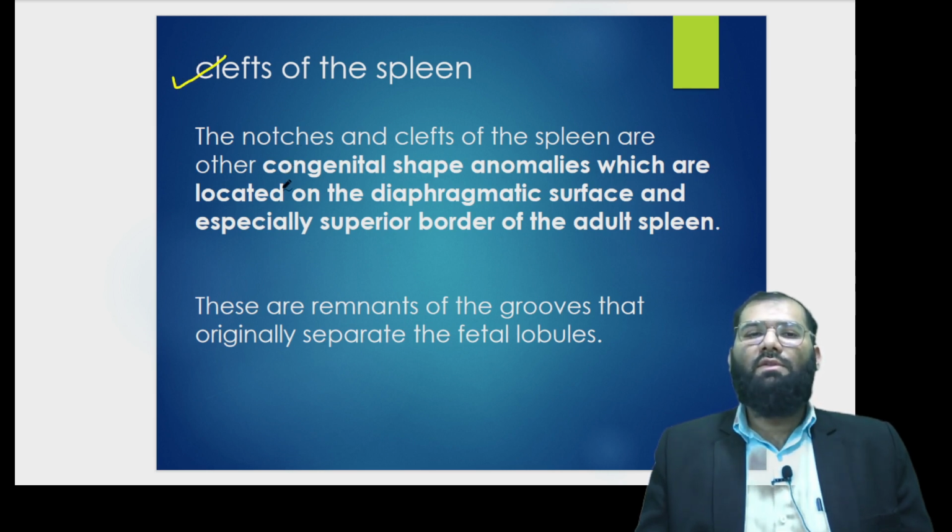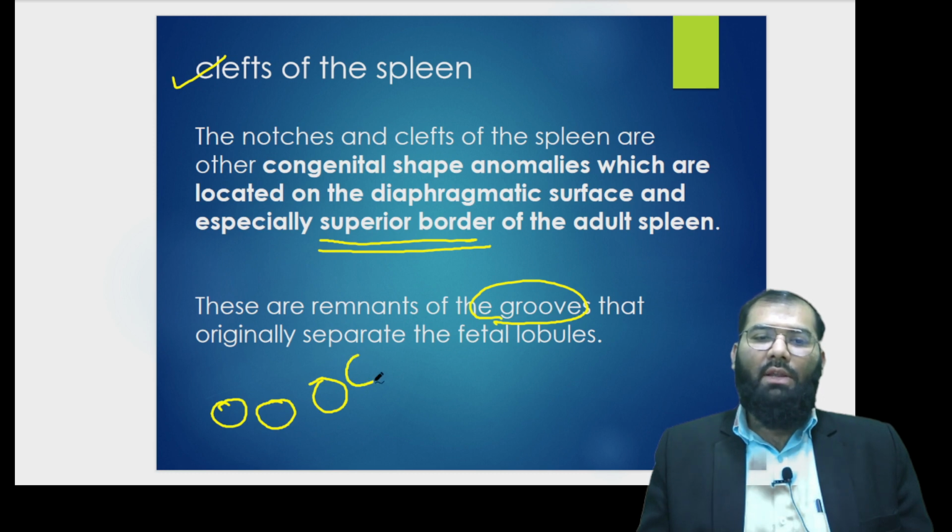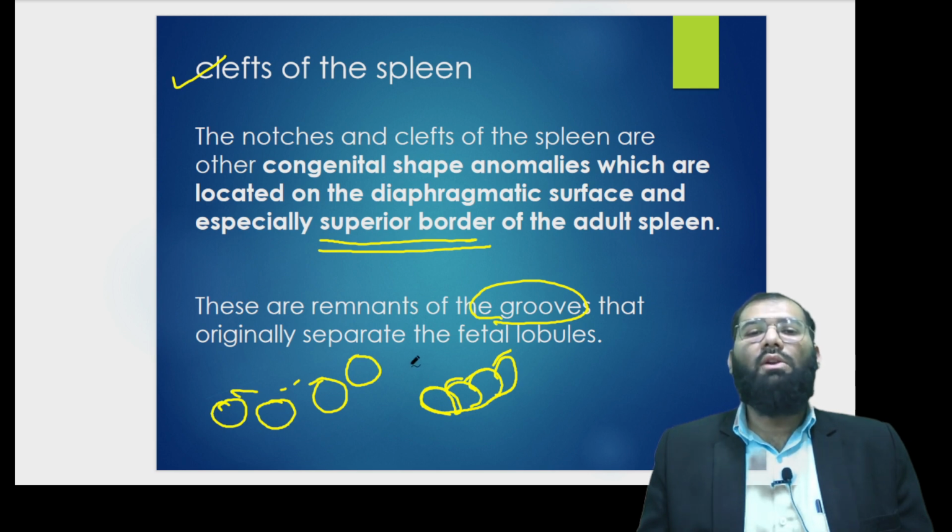The notches and clefts of spleen are another congenital shape anomaly, located on the diaphragmatic surface, and especially, very important, the superior border, as I've always talked about, shows notching. These are nothing but remnants of grooves. Basically, when the spleen develops, it is in the form of multiple separate lobules. Now I ask you, which is the other organ which develops this way? Yes, fetal kidneys develop this way. These lobules later on unite together to form a structure like that, and that forms a spleen. So the superior border still shows notching, which is due to those fetal grooves or fetal lobulations.